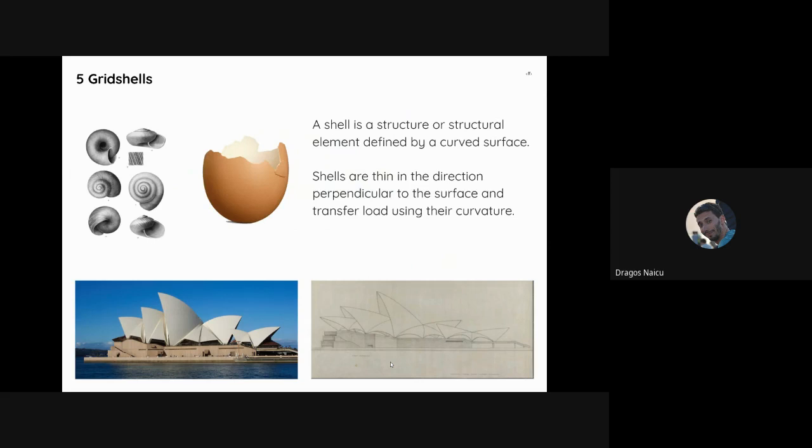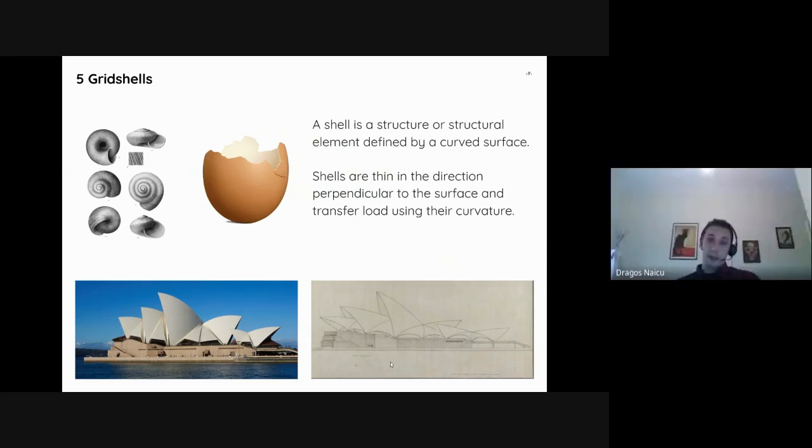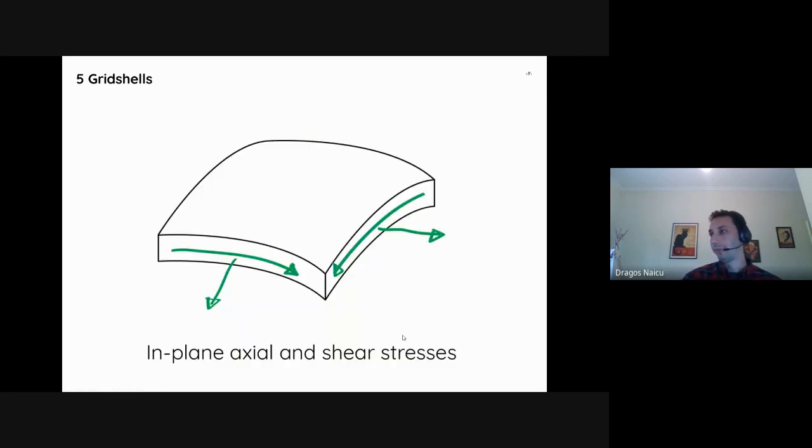As I said, shells are a structure or a structural element defined by a curved surface. And one of their key properties is that they are thin in the direction perpendicular to the surface, and their curvature is what drives their load-bearing capacity. So here at the bottom, we can see the Sydney Opera House, the real deal, not some AI-generated version, which is a shell structure roughly based on these doubly curved surfaces. So in order to understand how they work, you need to think that they carry the loads primarily through in-plane axial stresses and in-plane shear stresses.